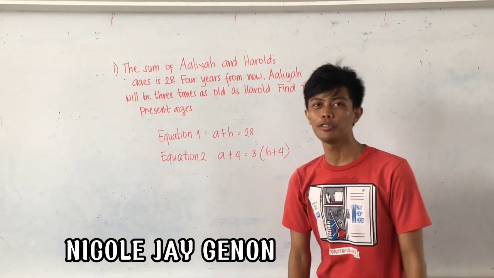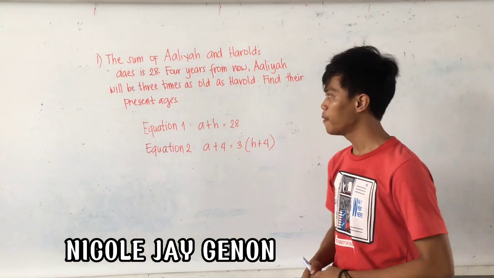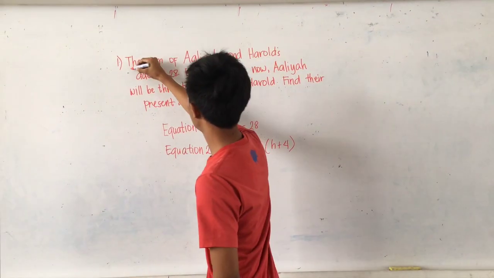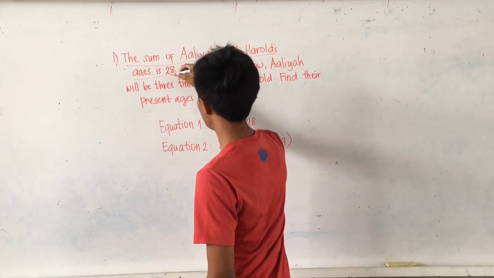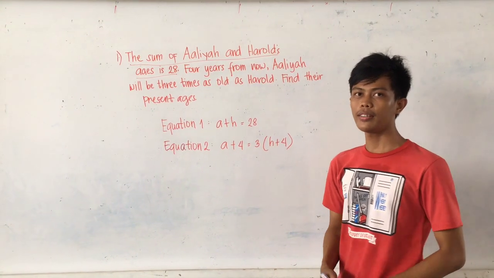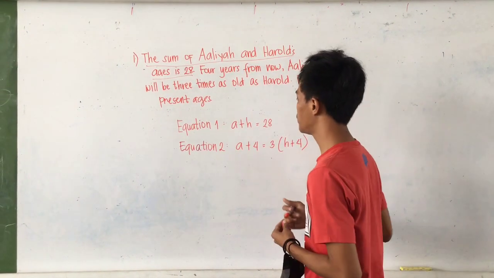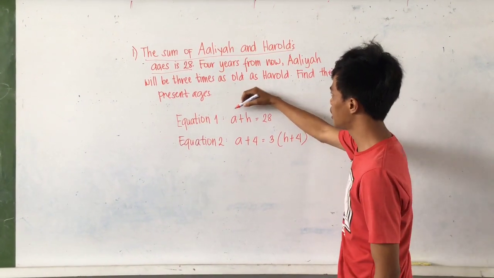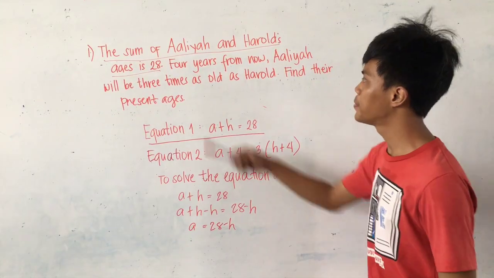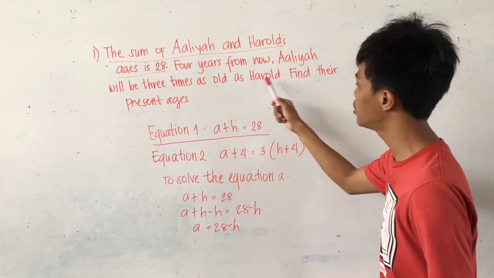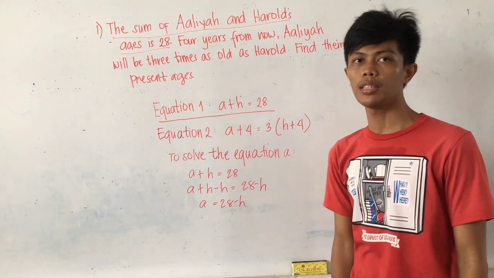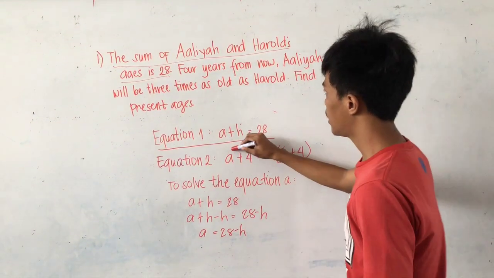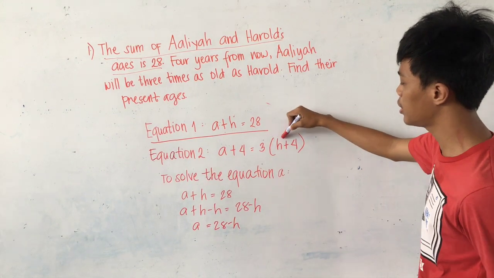Back at our problem, there are two significant statements that can help us find our answer. So first, the sum of Alaya and Harold's ages is 28. From this statement, we can create the equation below. So this is the first equation: A for Alaya's age and H for Harold's age. Since 4 years from now, Alaya will be 3 times as old as Harold, the statement can be translated into the following equation. So this is Alaya's age and this is Harold's current age.